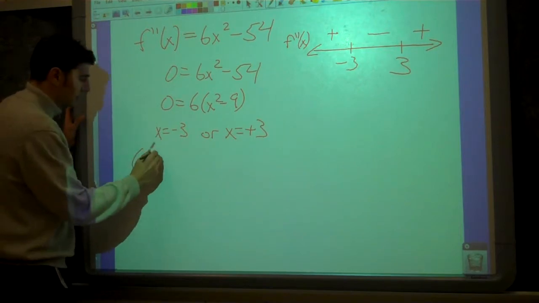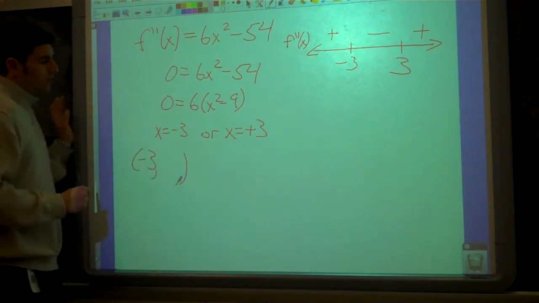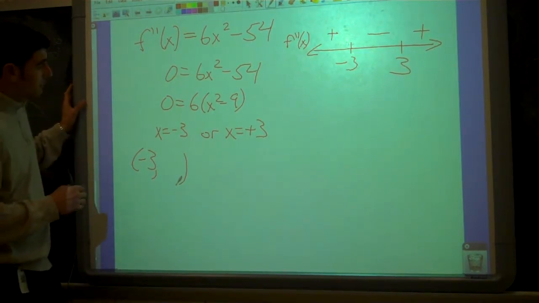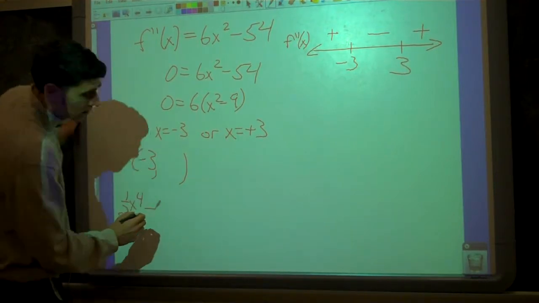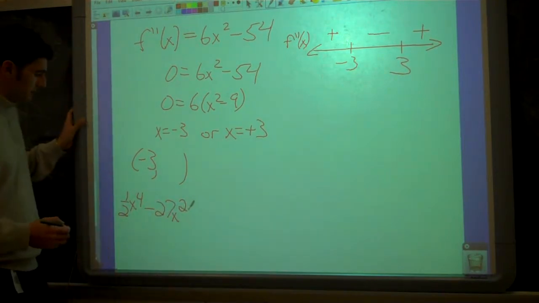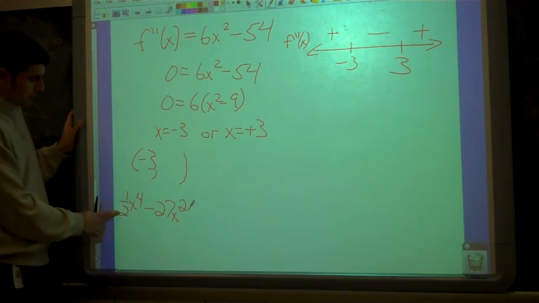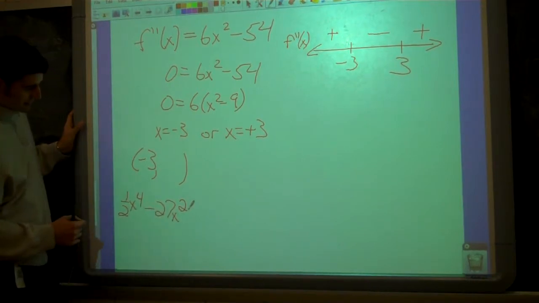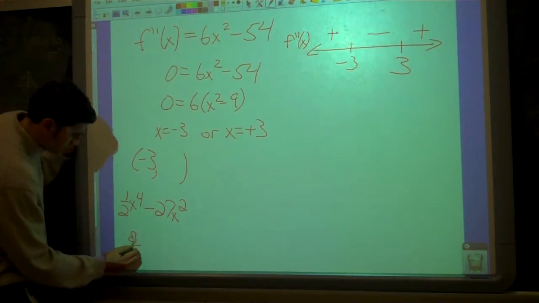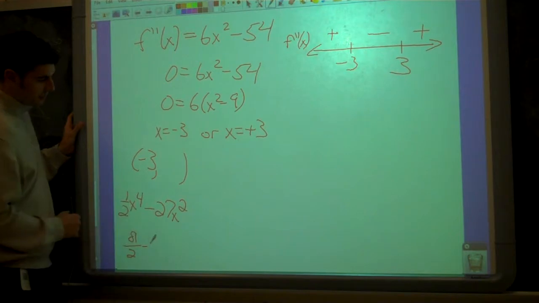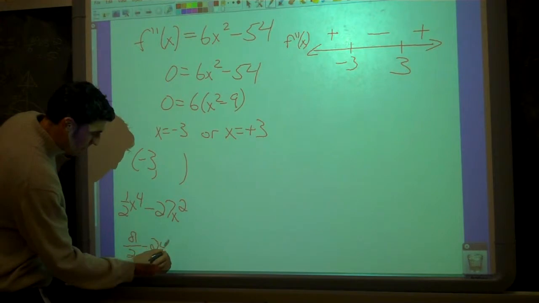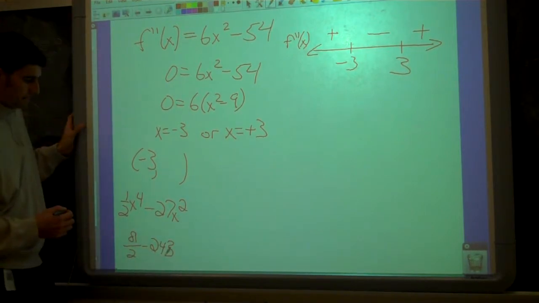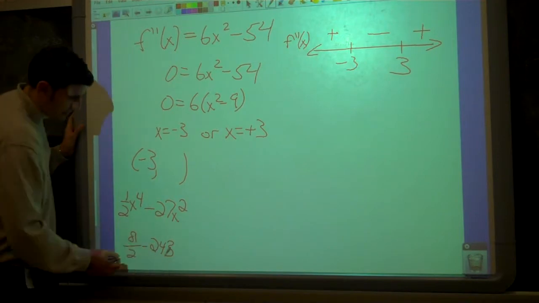It asks for the point of inflection, so I need the ordered pair. To find the y-coordinate that goes with this, I need to substitute it back into the original function, which is 1/2 x to the 4th minus 27x squared. Oh, this is going to be some complicated arithmetic. It's 81 halves minus 9 times 27, which would be 180 plus 63, 243. Yeah, that seems good. And then I can make a common denominator here and do my subtraction.